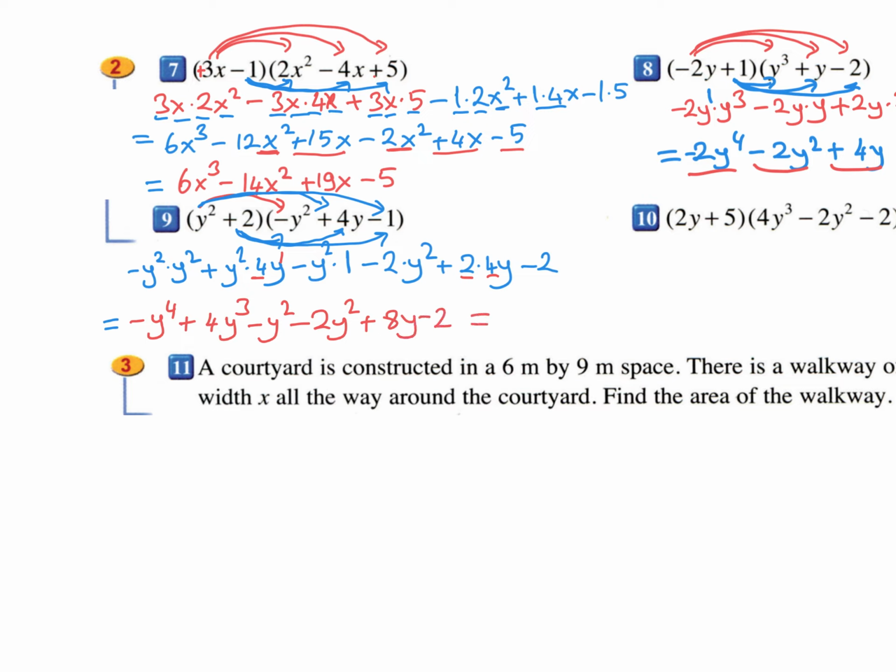Let's see the like terms now. Y to the power of 4 is just here, minus y to the power of 4, and y to the power of 3 is also just here, plus 4y cube, and minus y square minus 2y square, so total it is minus 3y square, and 8y we have here, and minus 2 will be the last one. So as you see, there isn't any other like term to combine them.